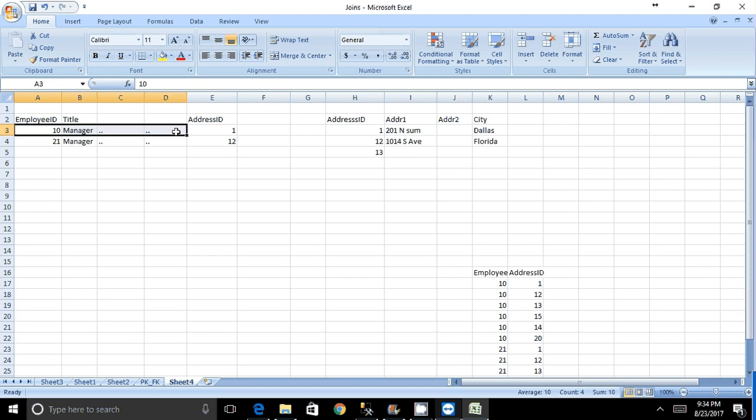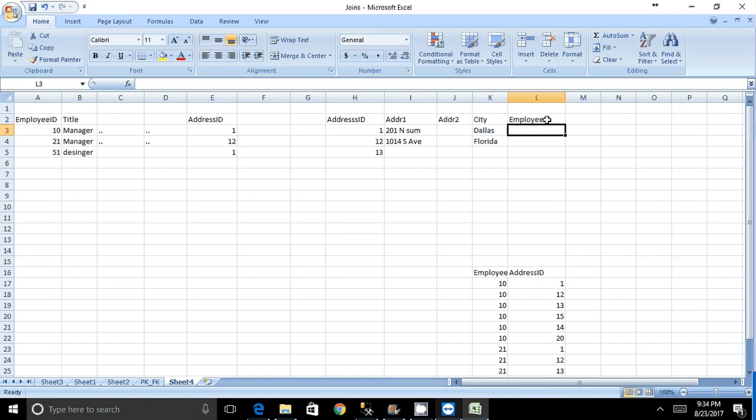So let's say, think about this. Employee ID 51 shares the same address as employee ID 10. They have the same address. These two guys have the same address, which is address ID 1. So would it be convenient to put the address ID in here, or do you want to put the employee ID in here? Which one would be a better solution?